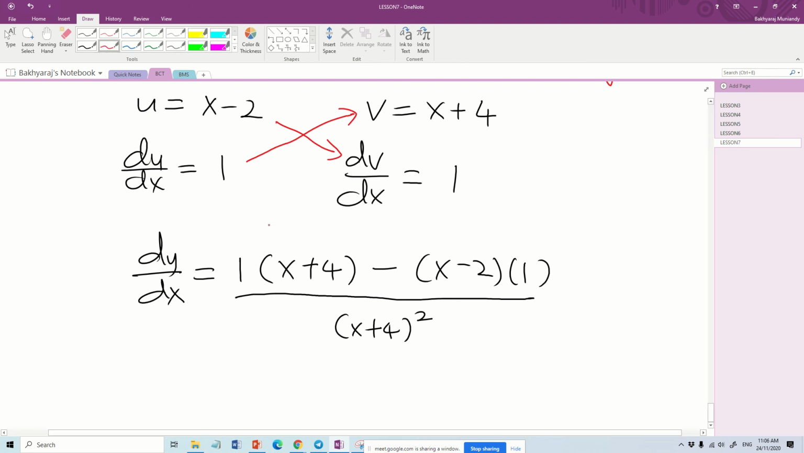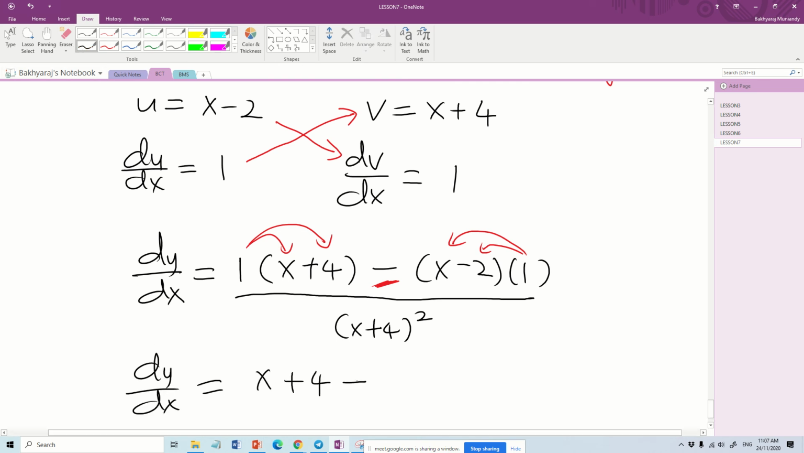So expand here. Careful with the negative negative sini negative. Careful with this. Negative kena jadi positif, careful. So last answer you will get dy dx sama dengan x plus 4 minus x, then negative positive 2 over x plus 4 square.